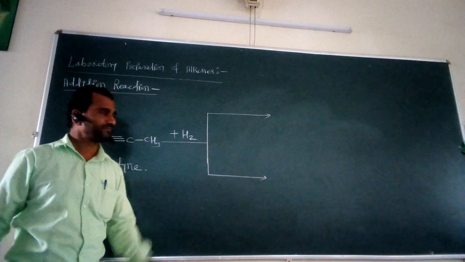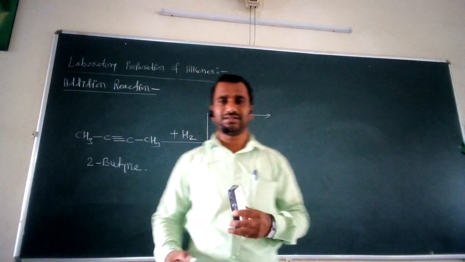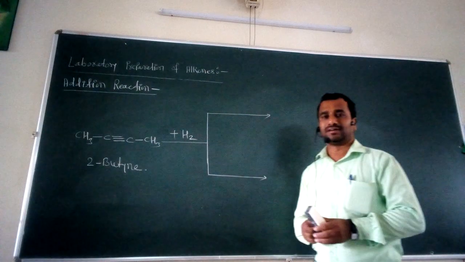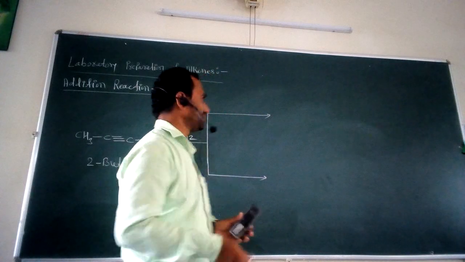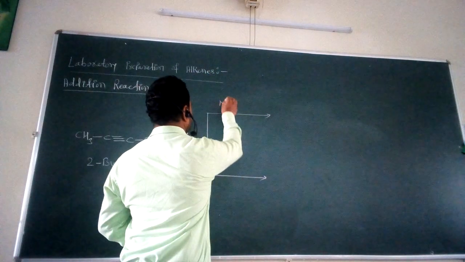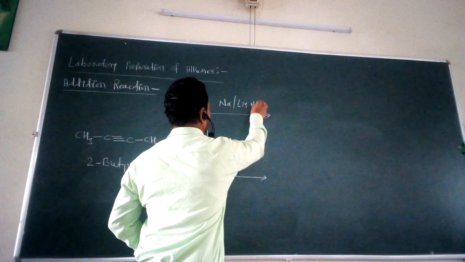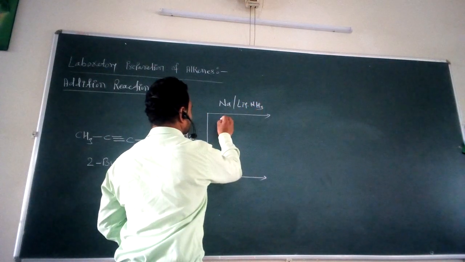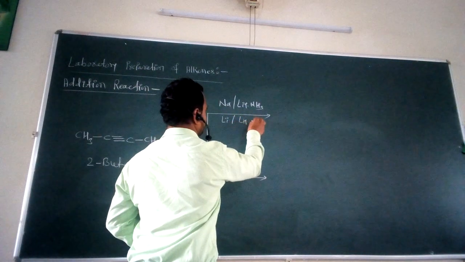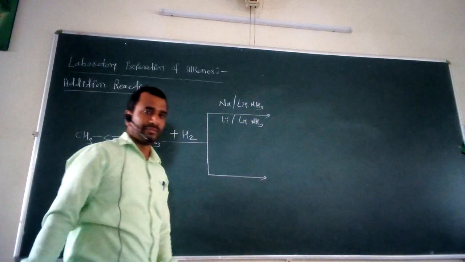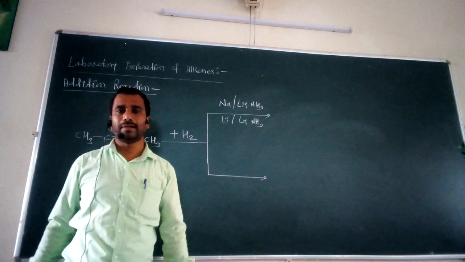a molecular hydrogen. Now we have to take two different types of reducing reagents for this type of reduction reaction. Now first of all, I take one simple reagent that is called sodium in liquid ammonia, or you may take here lithium in liquid ammonia. You may take either sodium in liquid ammonia or lithium in liquid ammonia.